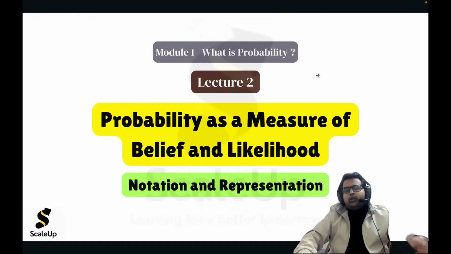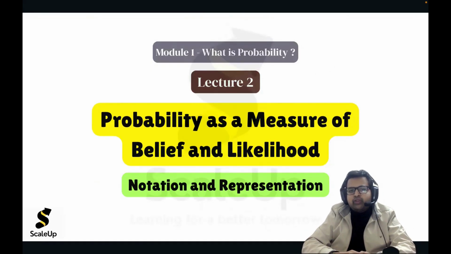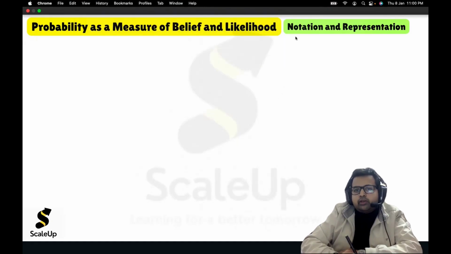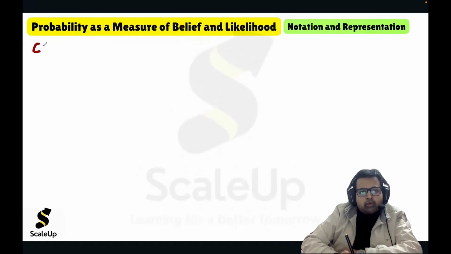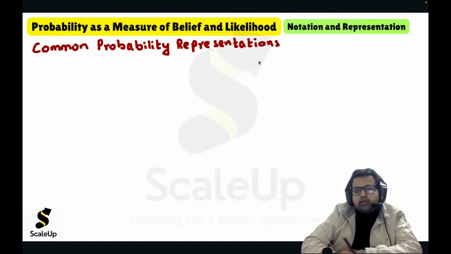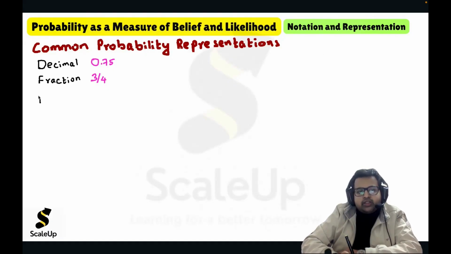Okay, now we'll look at the last topic of this lecture, that is notation and representation. We can represent probabilities in several ways. Among common probability representations, I can represent it as a decimal, like 0.75. I can represent it as a fraction, like 3 by 4. I can represent it as a percentage, like 75%. All these are the same, just different ways of representing.